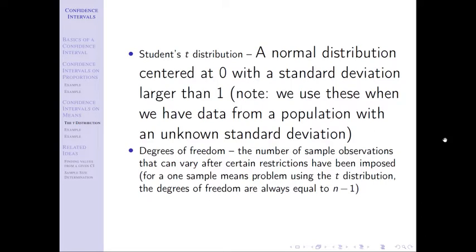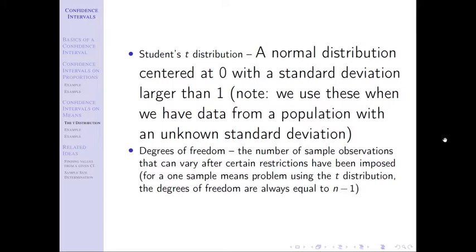The degrees of freedom for the T distribution in these one sample mean problems is going to be equal to n minus 1. So anytime we are working a mean problem and we say we don't have sigma, we have to use S instead, oh, that means we have to use a T. Which T? Because there's a lot of them out there. How do I know which T to use? I use the T with the degrees of freedom equal to n minus 1.